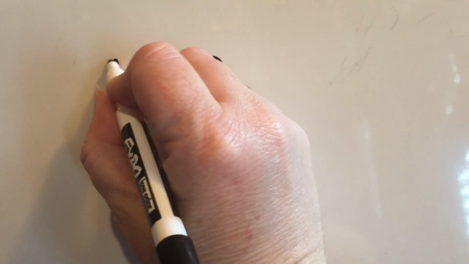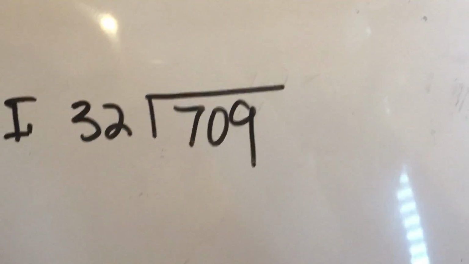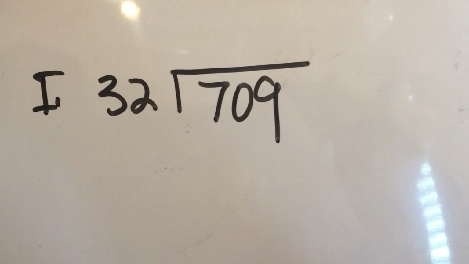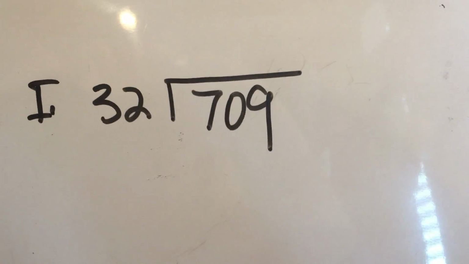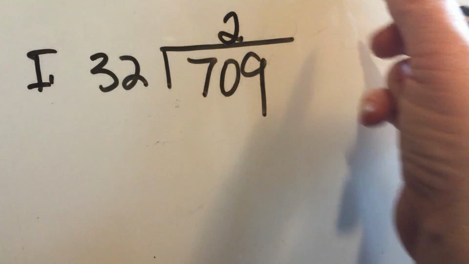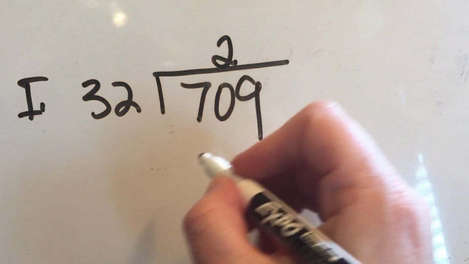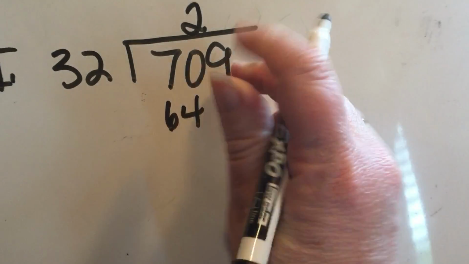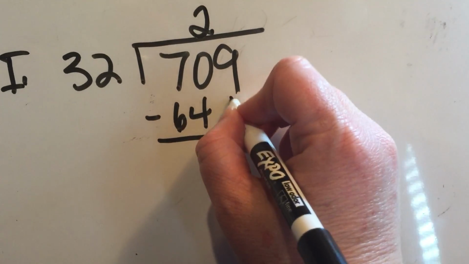Okay, I, 709 divided by 32. All right, let's use that first number trick. 3 will go into 7 twice, so 32 will go into 70 twice. So 32 divided into 70 is 2, and it needs to go over the 70 because 32 will not divide into 7. 2 times 32 is 64. Subtract. You get 6. Bring down your 9.